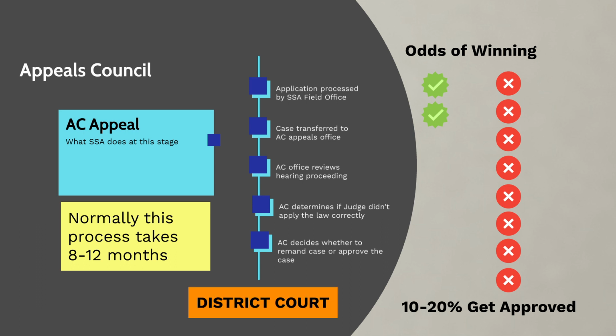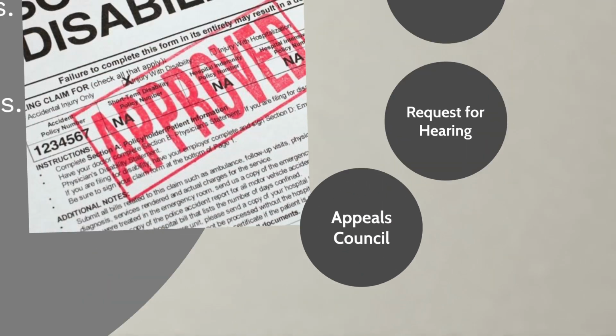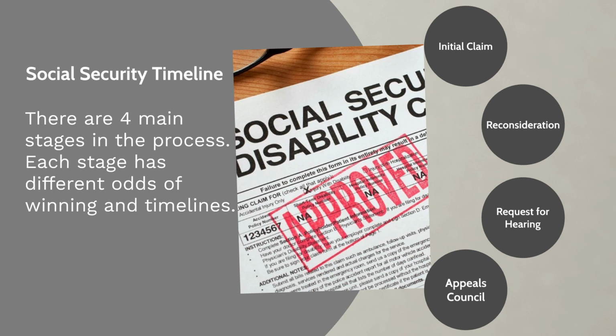Now if your case is denied by the appeals council, there is one higher level. I'm not going to go into this at this stage, but we always review cases to consider whether it would make sense to file an appeal above the appeals council, which would be a district court appeal. If that applies to your case, we will talk to you at the appropriate time. All right, so that is the timeline that you can expect on your Social Security disability case.